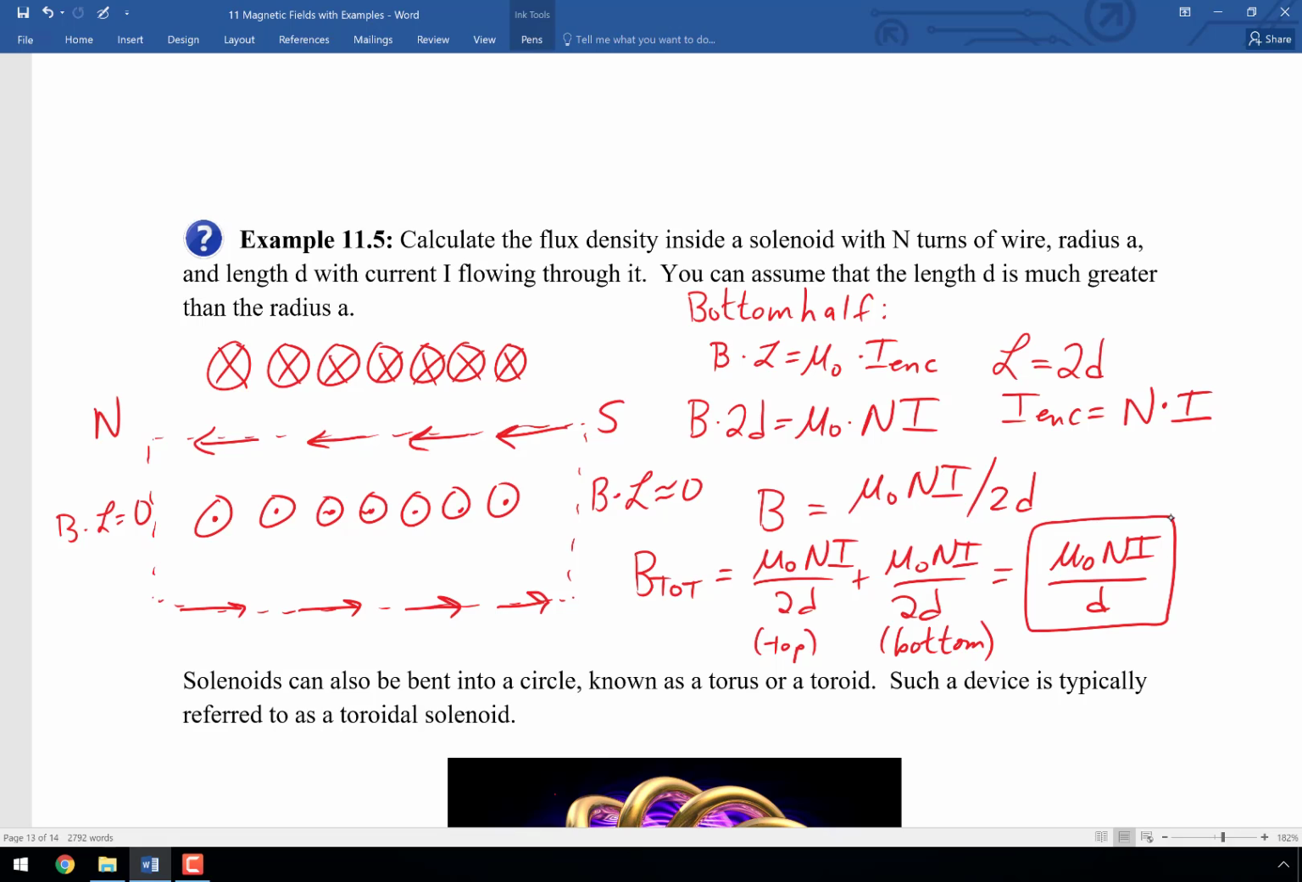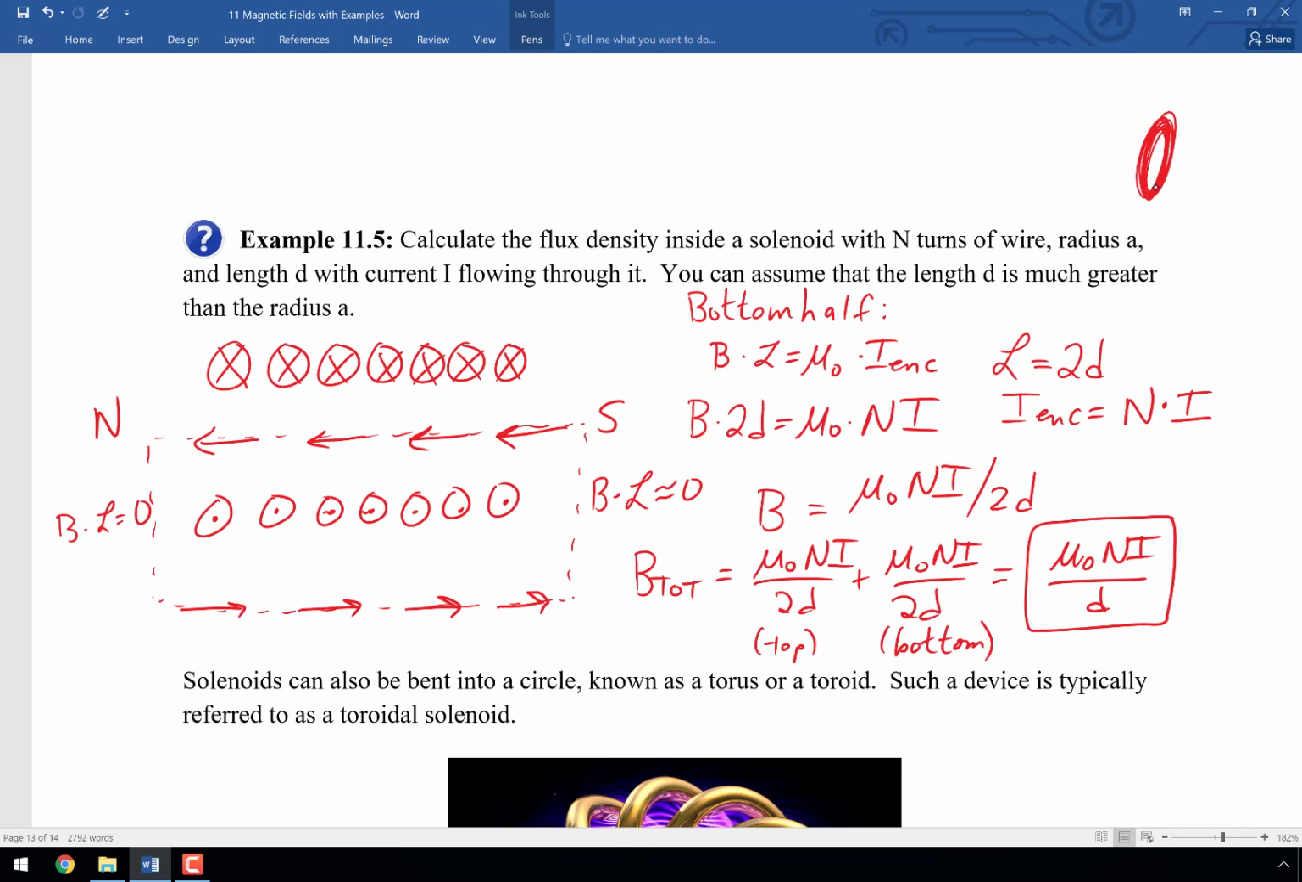So notice that as you add coils, as you add N, you're going to get a higher and higher magnetic flux density. But as you make the solenoid longer, you're going to get a lower magnetic flux density. So your ideal would be a whole bunch of coils that don't spread out very much horizontally. You'd like them to all be right on top of each other.